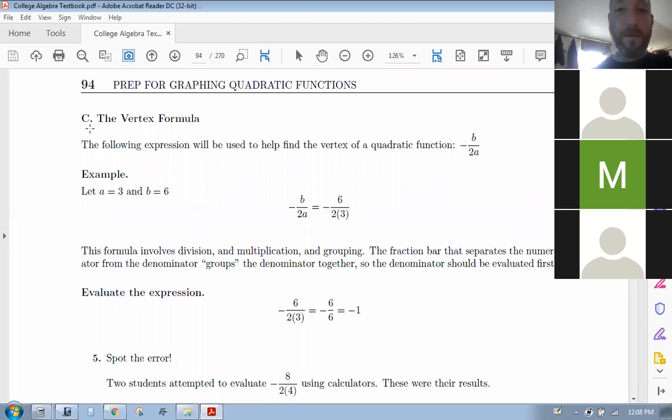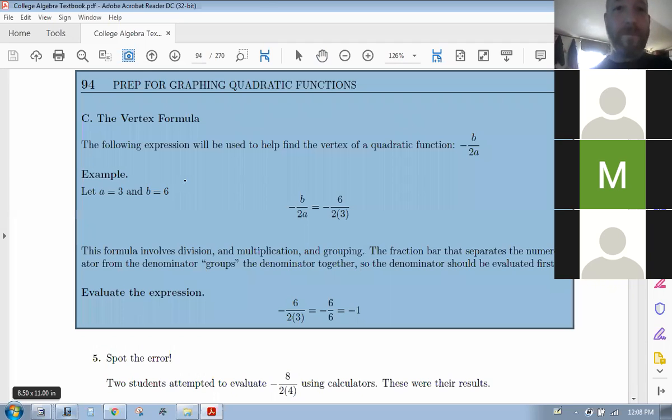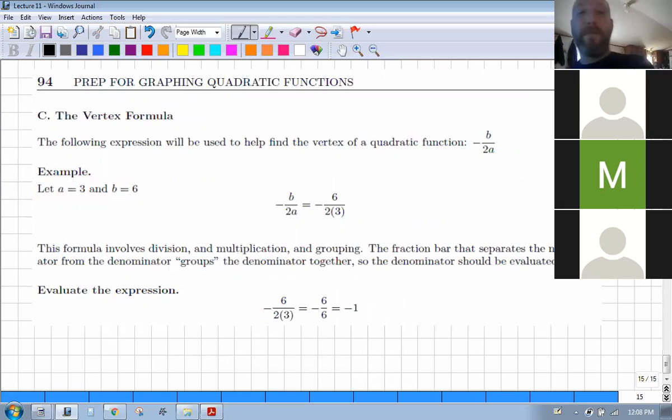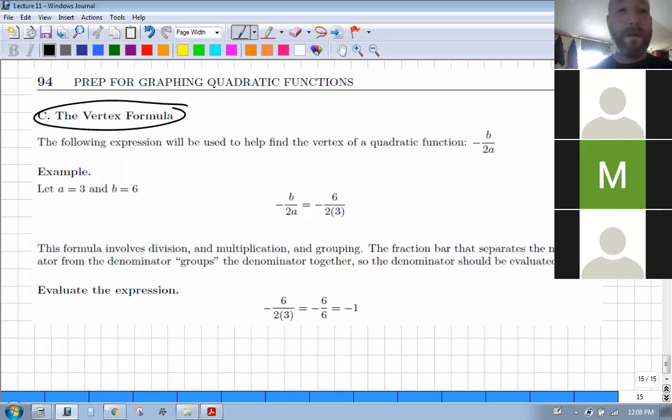All right. Oh boy, the vertex formula. The following expression will be used to help find the vertex of a quadratic function: -b over 2a. So they give us an a and a b. We plug them in. We plug in a 6 for b and a 3 for a, and we get -1. Okay. Not so hard so far, right? Just remember -b over 2a.